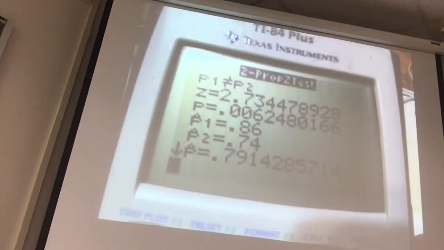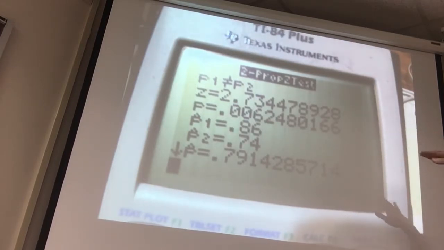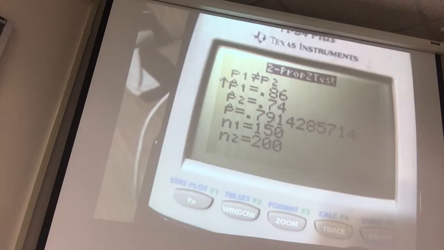Okay, and I did the same thing using the z-test, entering everything, and I get 2.73. And then right under it, I get the p-value in case I wanted to do the p-value method instead of the z critical value method. Okay? So everybody's seen how easy this is once you get the big picture. It's not hard. Okay? So now there's the second part there.